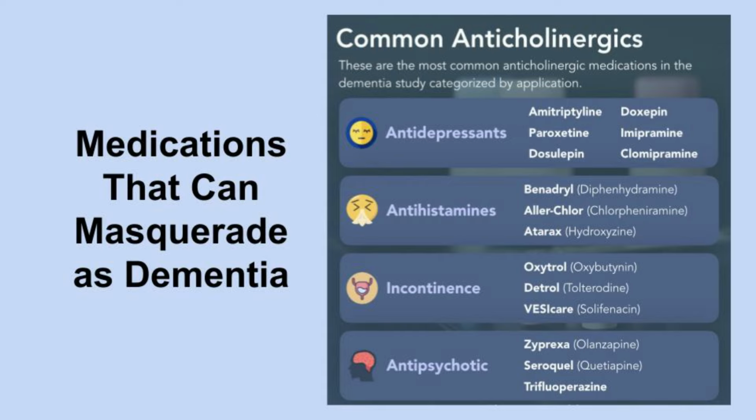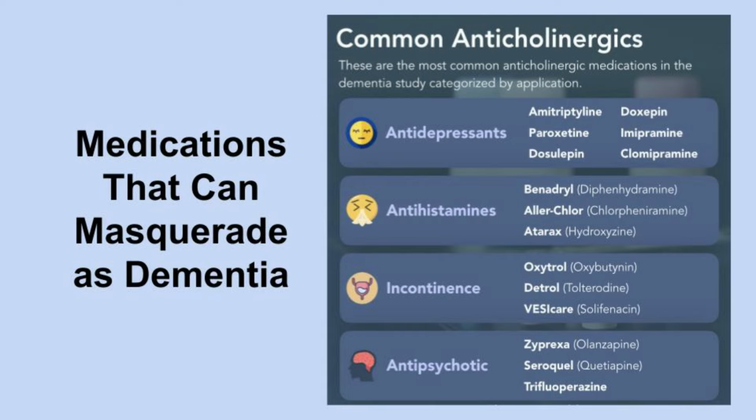And these are just some of the more common ones, but a huge offender is common anticholinergic medications. Now, these are the most common anticholinergic medications that studies have shown to masquerade as dementia. So I will just rattle off the most commonly used ones. Amitriptyline is commonly used for sleep. Paroxetine is commonly used for depression and anxiety. The other ones I don't see used so often, but it would be good to check for those.